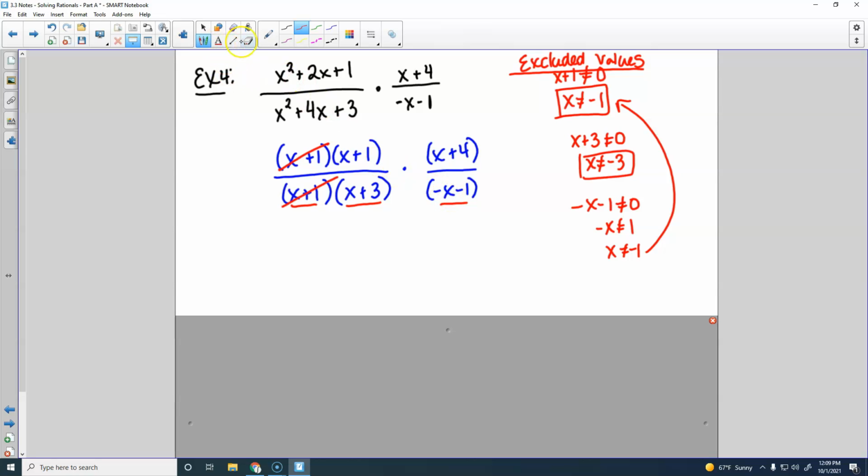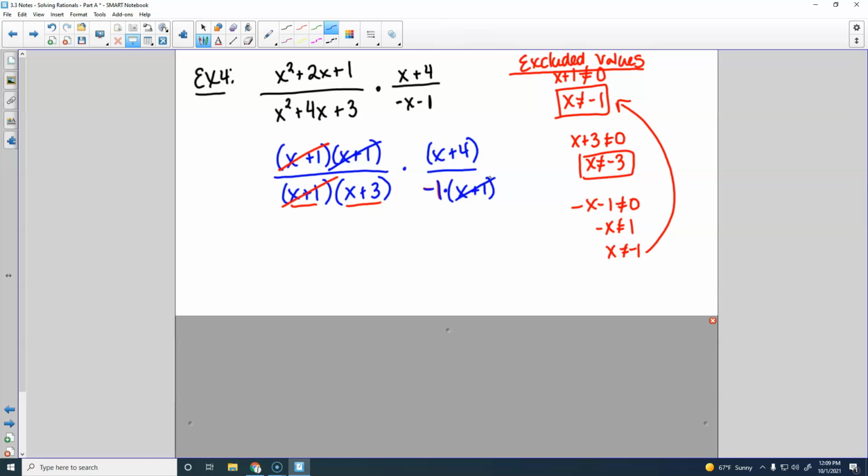Or we could think about this. We could factor out the -1. So we could write it like this, negative 1 times x plus 1. Right, factor that greatest common factor out. Now, this is multiplied still. Now I can cancel the x plus 1s.